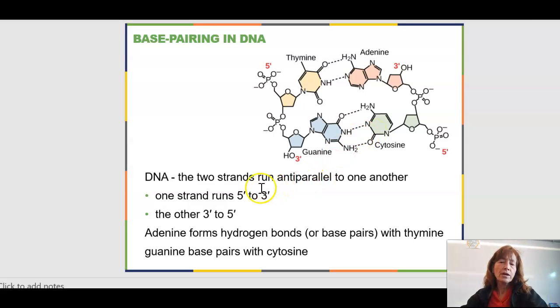One strand is going to run what we call from a 5' to a 3' direction, and the other from a 3' to a 5'. So I won't put this on the exam this time. We're going to look at this again later on, but just understanding that basic idea.